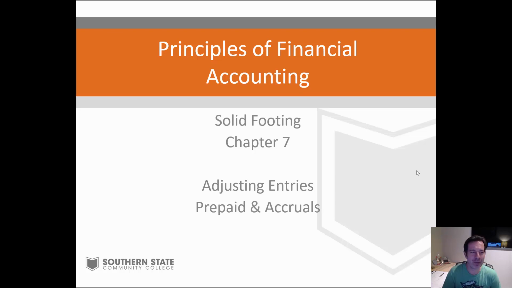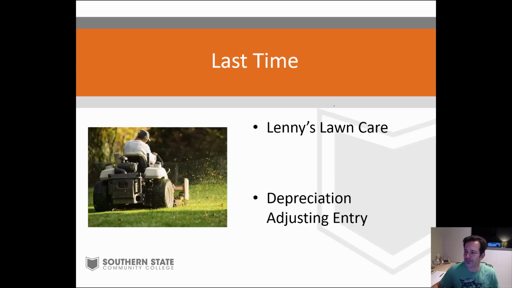Hey everybody, welcome back. We are ready to knock out part 2 of our Chapter 7 in Solid Footing. We got a couple more adjusting entries that we're going to work through. We're going to review what we talked about in part 1 with those depreciating entries and add a little bit more to it. In all, we got 2 entire months that we're going to work through in our video today: February and March, and we got all kinds of adjusting entries that we're going to pull in here. So let's get right to it.